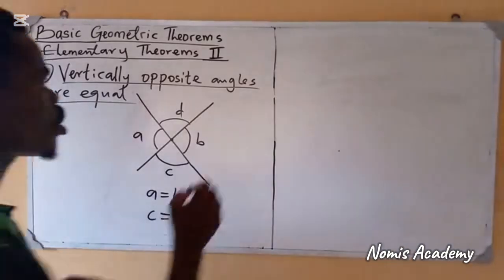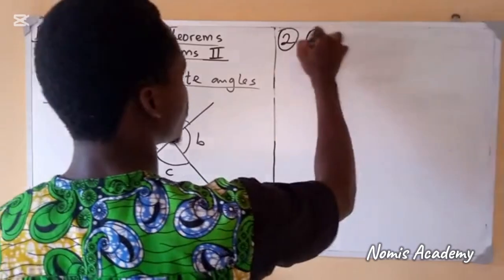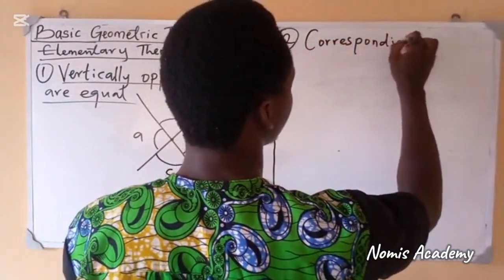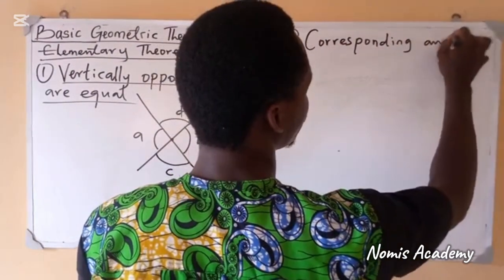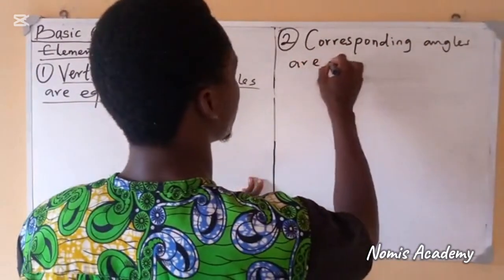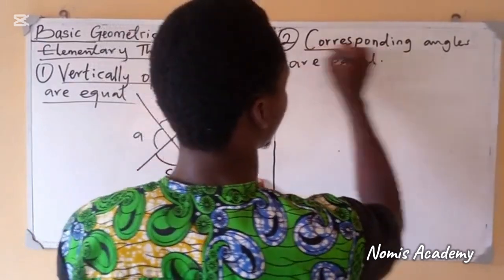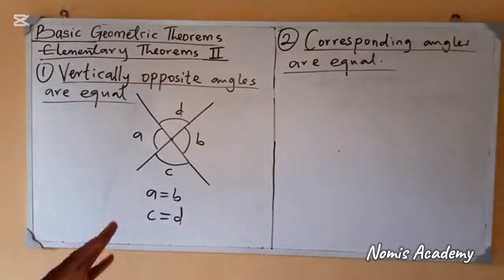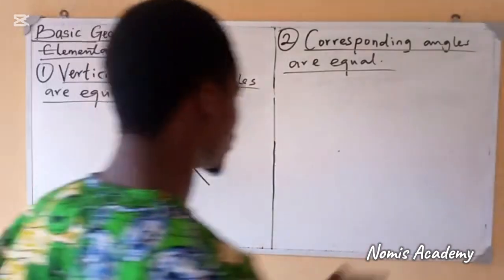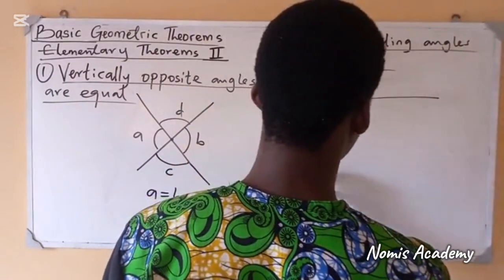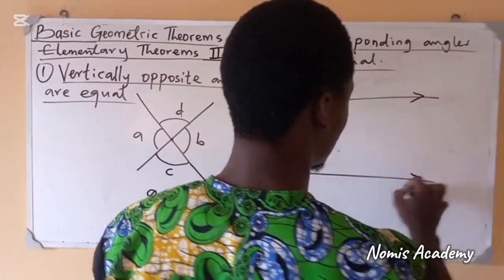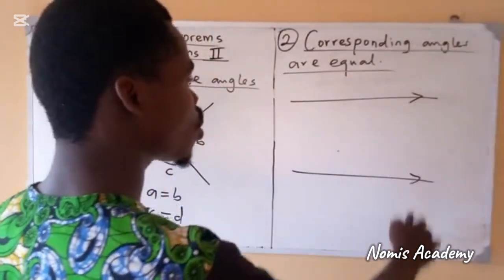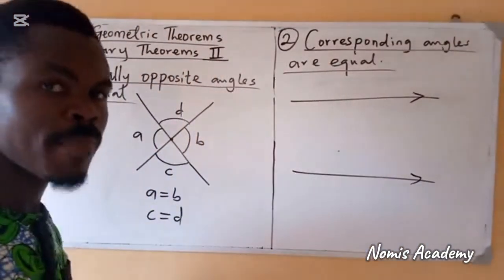So let's pick the second one. Corresponding angles are equal. Here we'll learn how to identify the corresponding angles. When we have two lines that are parallel, to show that two lines are parallel, we indicate the arrowhead to show that these two lines are parallel.